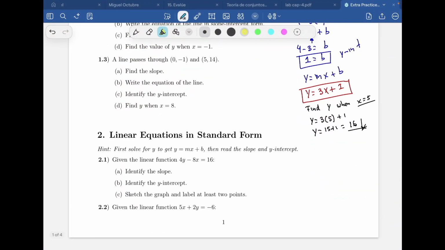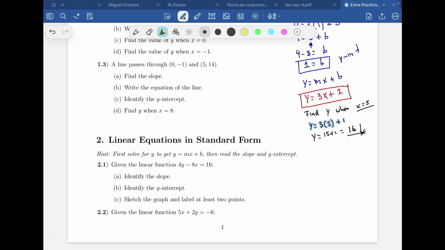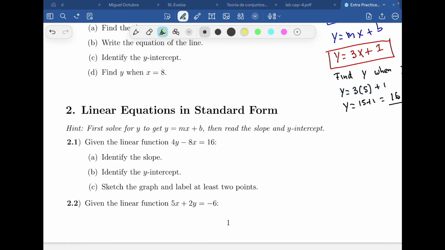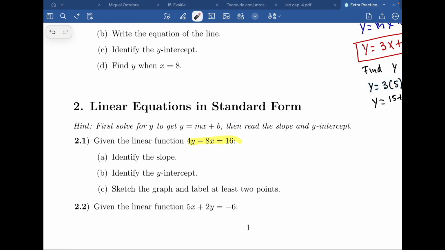Okay, then we need to check what is happening with these linear equations in standard form. When we have a linear equation like this, as you can see, we don't have the slope and y-intercept form. So if we need to find the slope and the y-intercept, what we need to do is rearrange this equation to have the structure mx plus b. How?